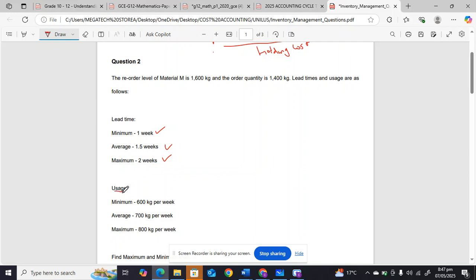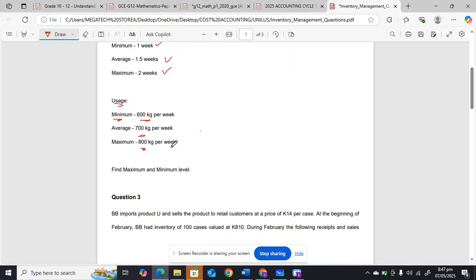And usage, this is how much is sold per week. Minimum 600 kg is sold per week. On average, 700 kg is sold per week. Maximum 800 kg per week. So we have to find the maximum and minimum level of inventory for this company. What's the maximum amount of inventory they should have on their premises? And also, what is the minimum amount they must have, so that we can try to avoid overstocking or understocking. Because that's what we're trying to avoid.